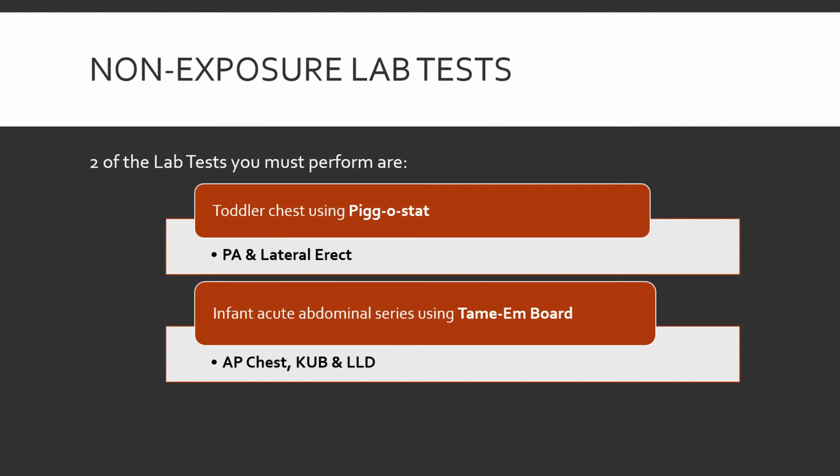Non-exposure lab tests. Two of the lab tests you must perform are: 1. Toddler chest using the Picostat. It will be PA and lateral erect. 2. Infant acute abdominal series using the Tayman board. You will perform AP chest, a KUB, and a left lateral decube.